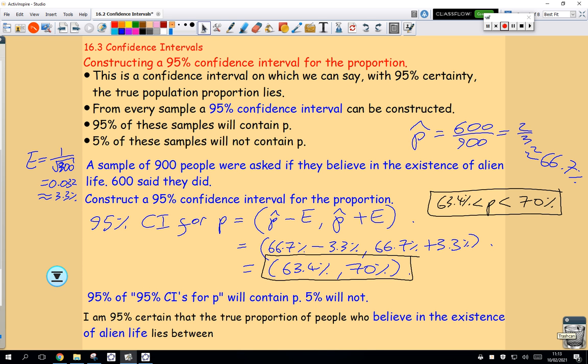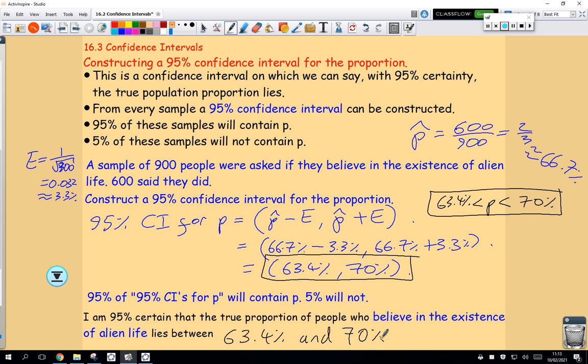I am 95% certain that the true proportion of people who believe in the existence of alien life lies between 63.4% and 70%. That's what we think based on our sample.